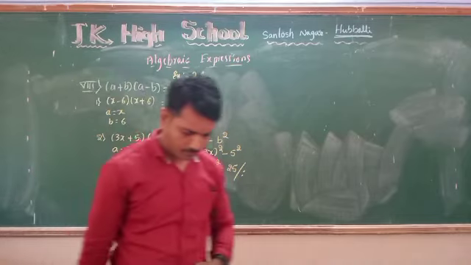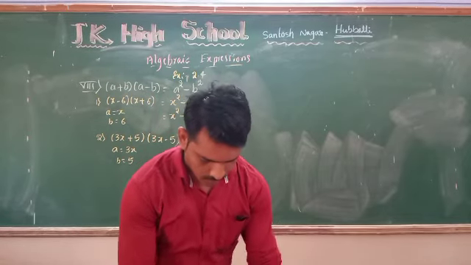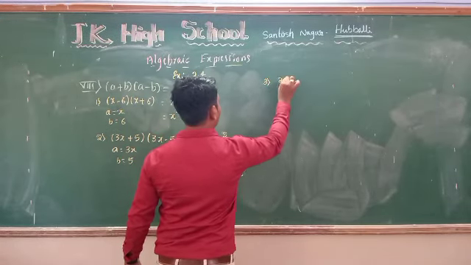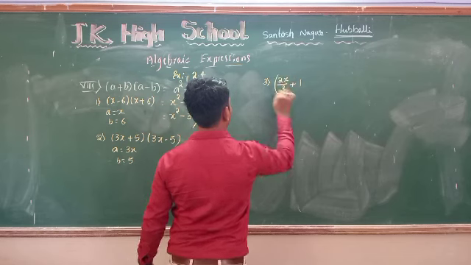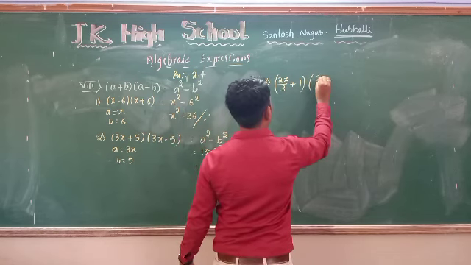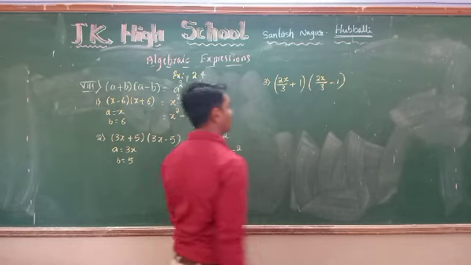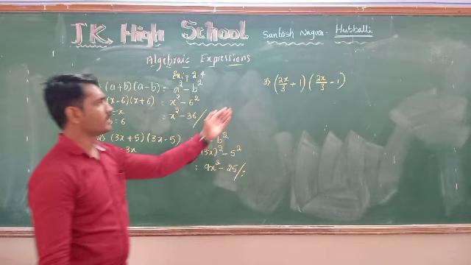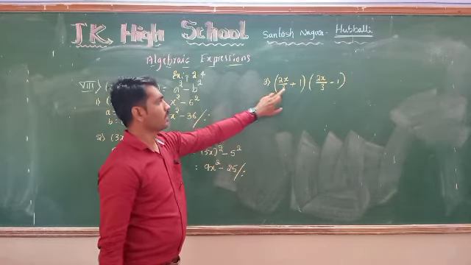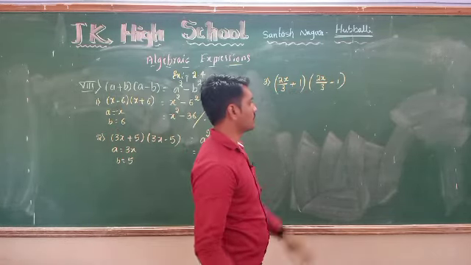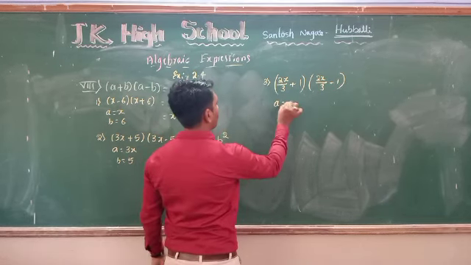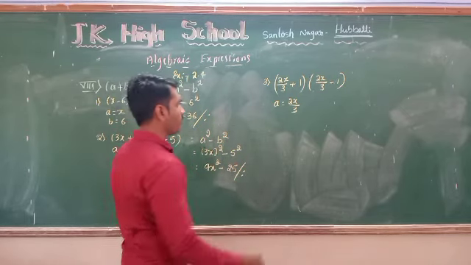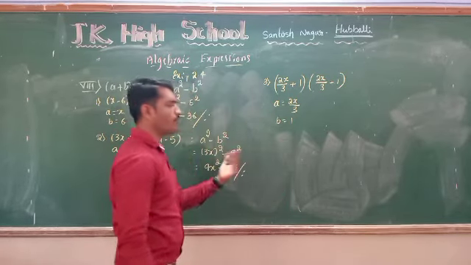I will solve one more question. What is that? Question number 3: 2x upon 3 plus 1. So what will we get as the one more term? 2x upon 3 minus 1. We are solving the questions based on a plus b into a minus b, so if we get a single term we can easily write the other term. 2x upon 3 plus 1, 2x upon 3 minus 1. Now tell me what is the a value? The a value will become 2x upon 3. It's correct. So what is the b value? B value as usual is 1.